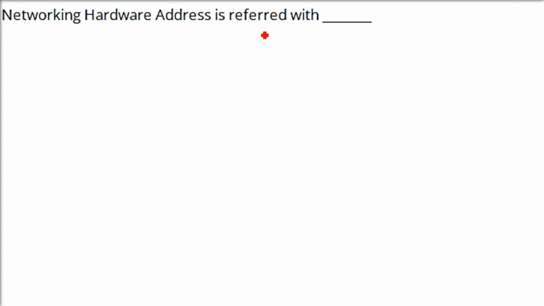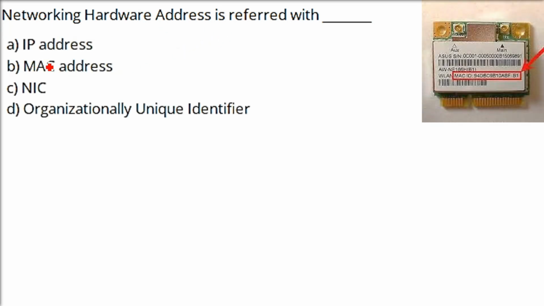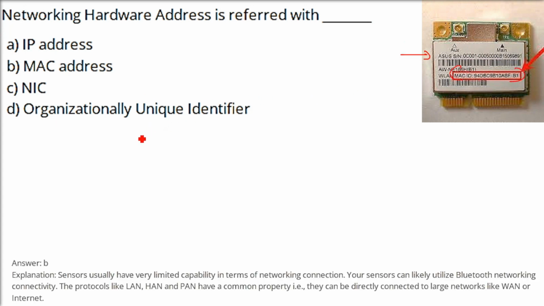Next is networking hardware address is referred with. So this is MAC address only. Hardware address because it is already hardwired. Where it is hardwired? On NIC. What is NIC? NIC is the network interfacing card which is present in almost all the hosts to get connected to other network. Okay, so this is also called as a physical address or burnt in address.